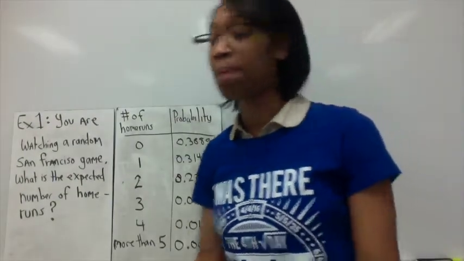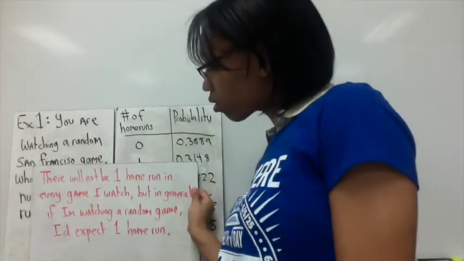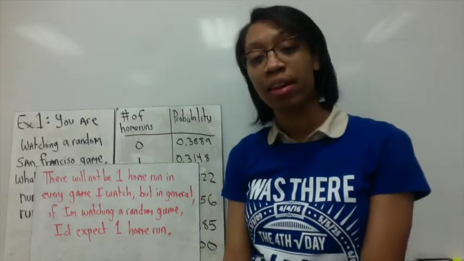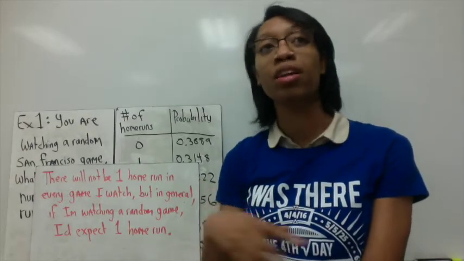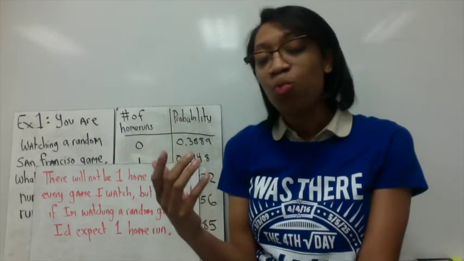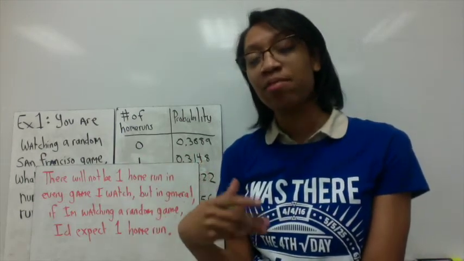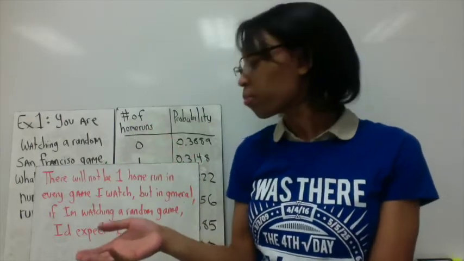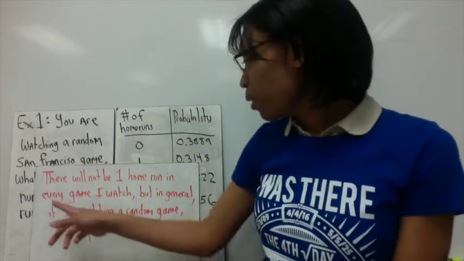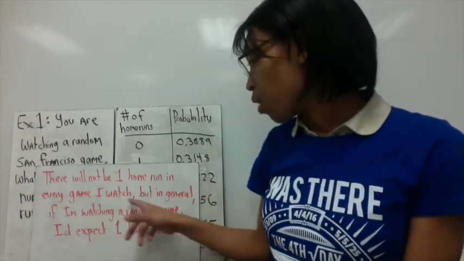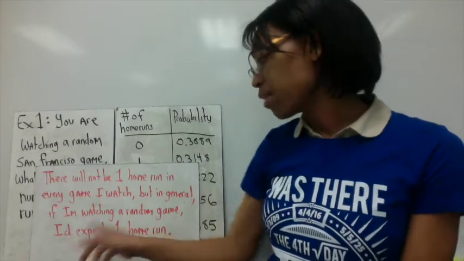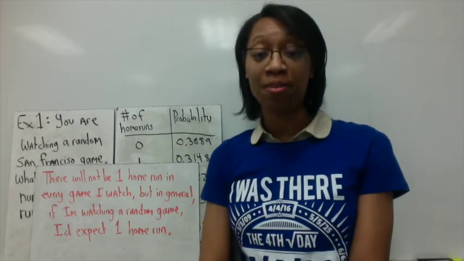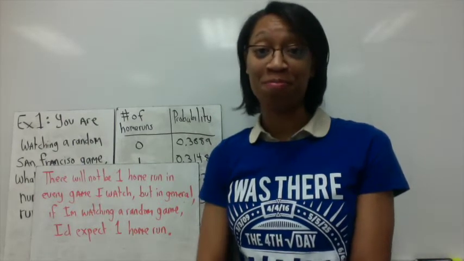So what does that mean? There's not going to be 1 home run in every game that's played. But if I'm just watching one random game, since the expected value is 1, I would expect to see about 1 home run. There will not be 1 home run in every game I watch, but in general, if I'm watching a random game, I'd expect 1 home run. That is how you find the expected value of a discrete random variable.